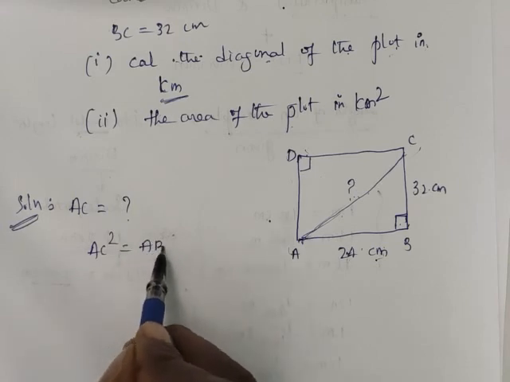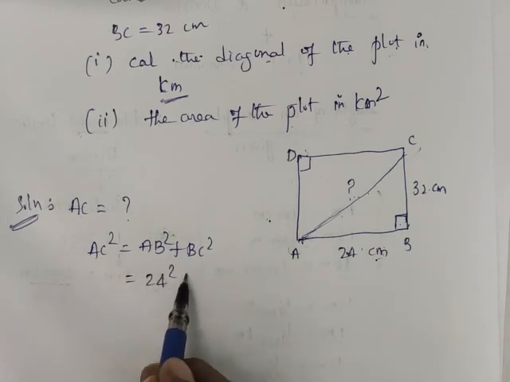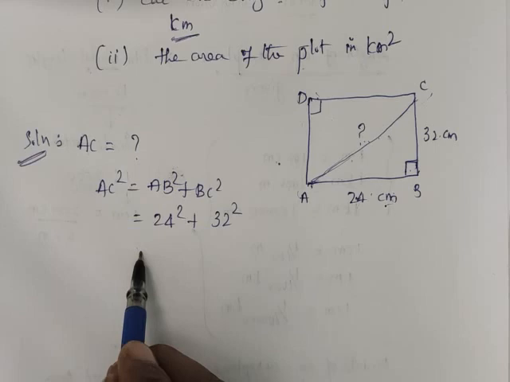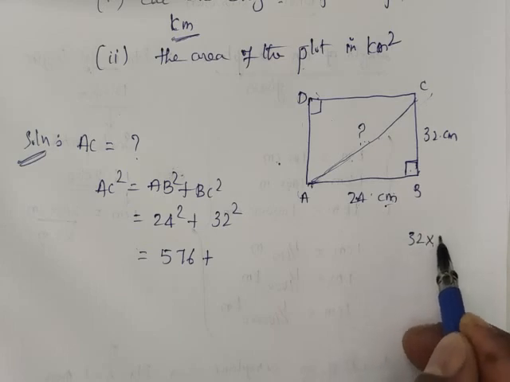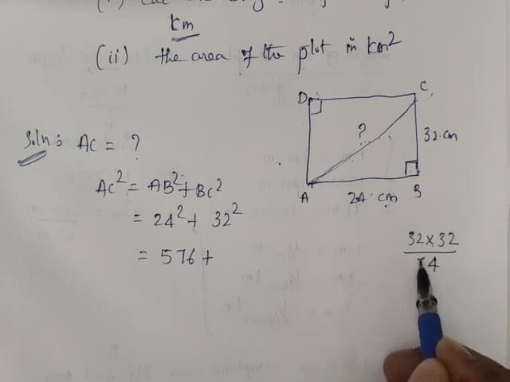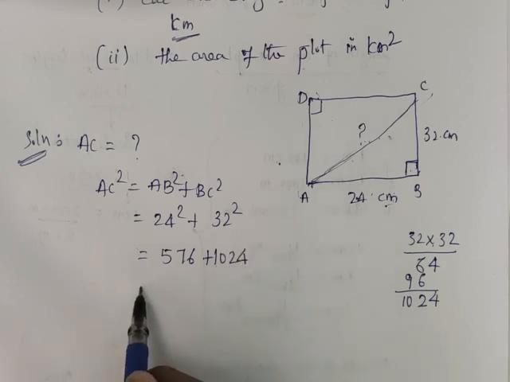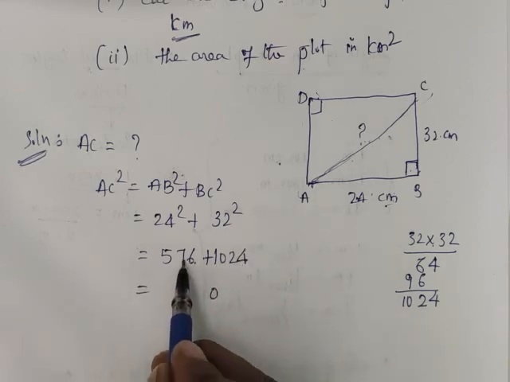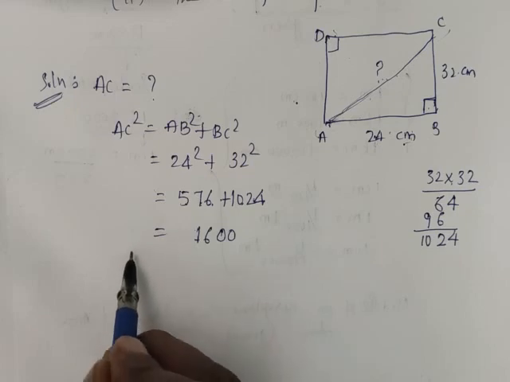AC square is equal to AB square plus BC square. AB square is 24 square plus 32 square. 24 square is 576. 32 square is 32 into 32, which is 1024. Now we add both: 576 plus 1024. Total we will get 1600.